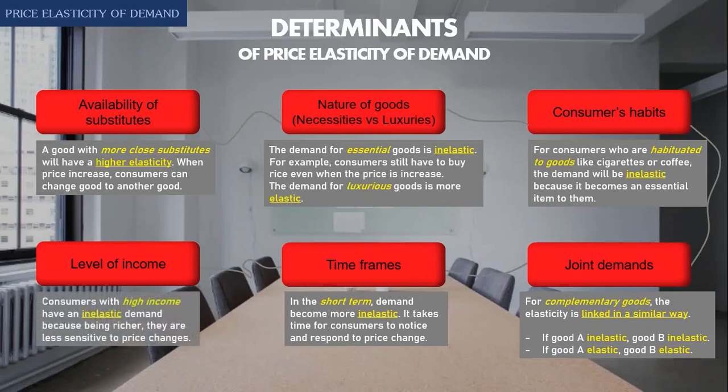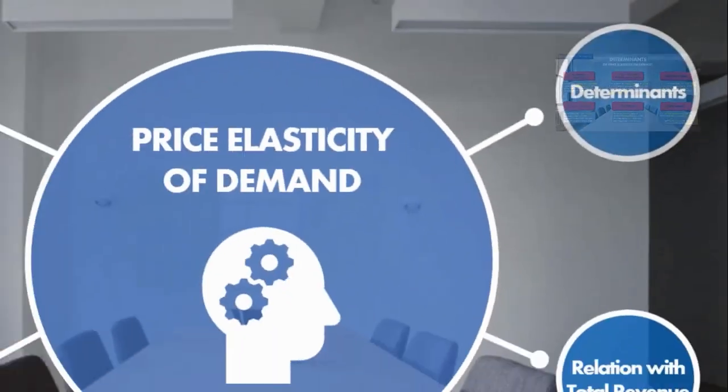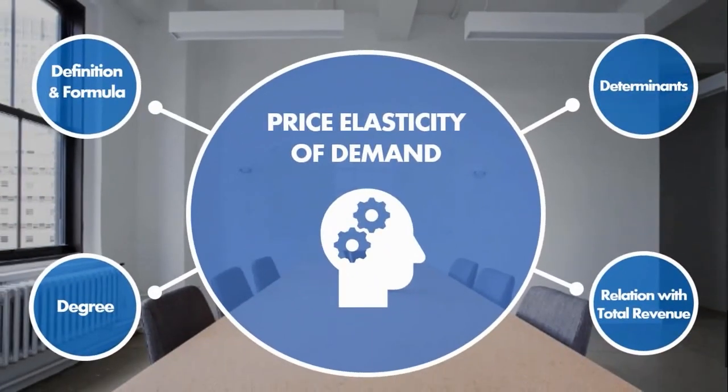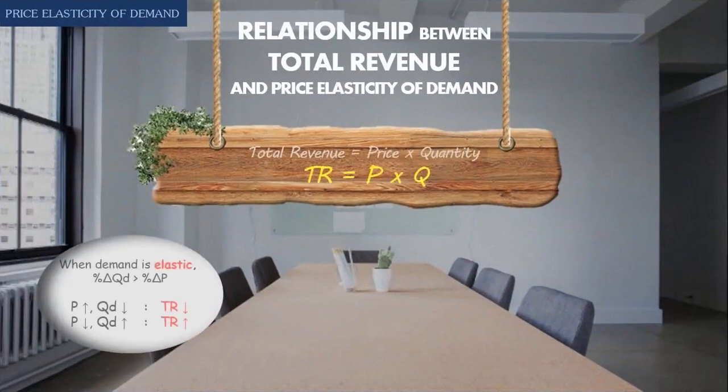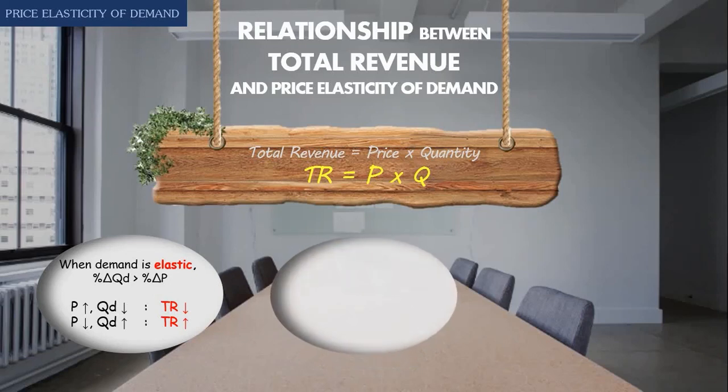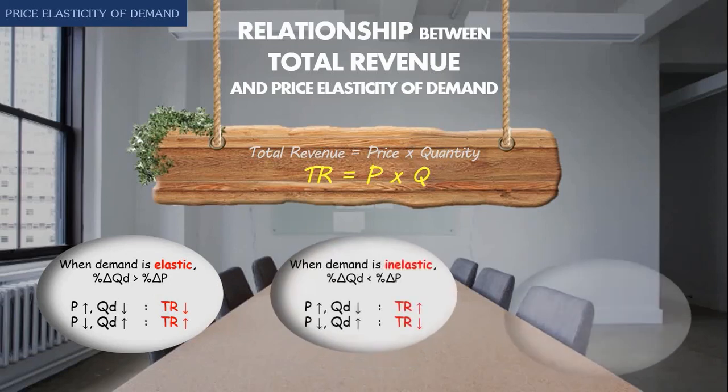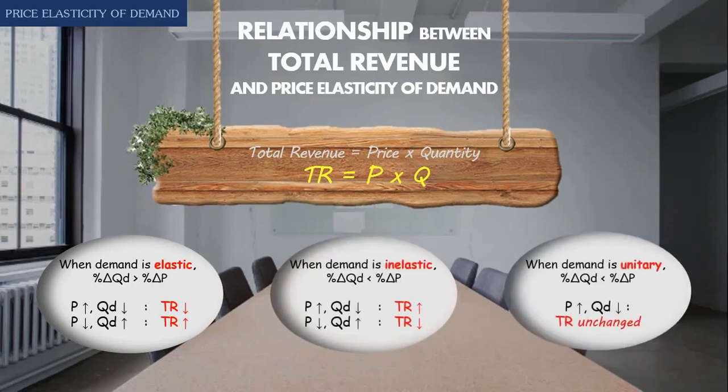Lastly, level of income. For consumers with high income, they have an inelastic demand because being richer, they are less sensitive to price changes. These are the relationships between total revenue and price elasticity of demand.